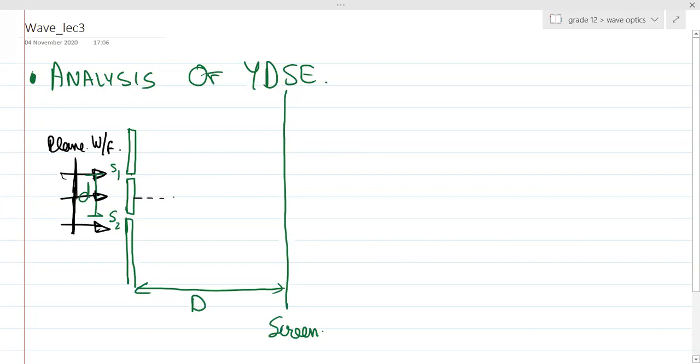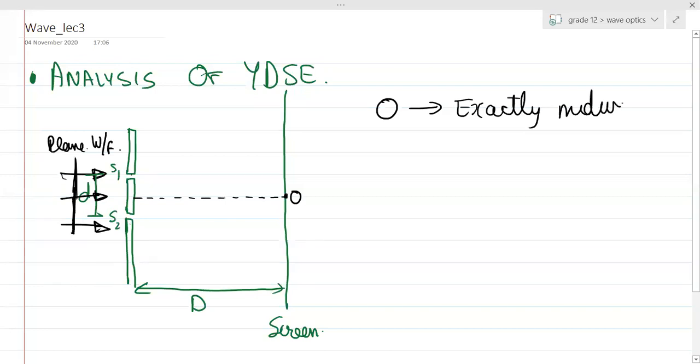Let's talk about this point. Can you see this point, which is exactly midway between S1 and S2? So let's say there is a point O exactly midway between S1 and S2 on the screen.